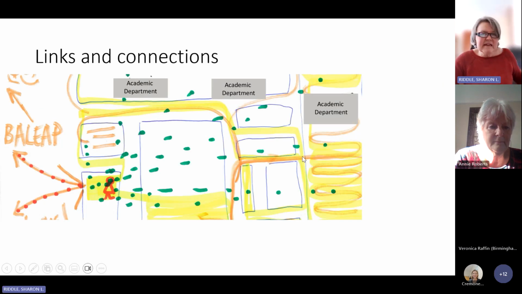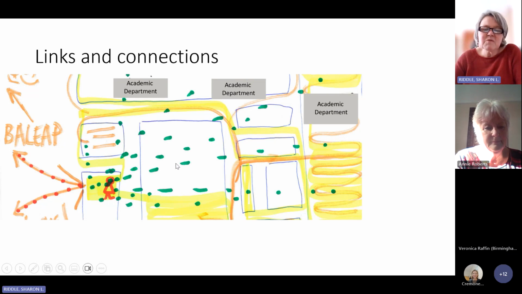So first of all, I just want to look at links and connections. On your maps, you will have seen, I've asked you to put links and connections in. Here, one of these maps shows the connections between the EAP unit here and different academic departments. It shows how these green dotted lines represent one-way links, so links which are not very strong, and these other yellow links are much stronger links within the university.